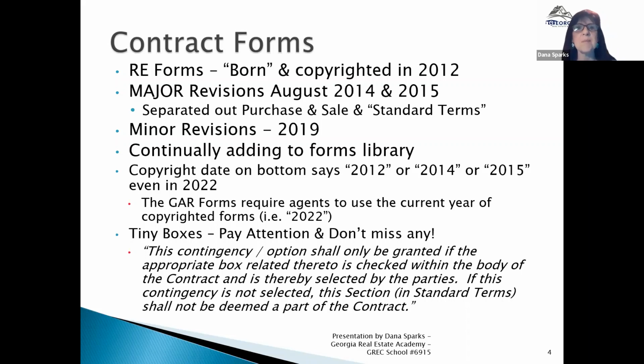In 2015, they made additional major revisions. Who can tell me what got enacted prior, but became active in October of 2015, that caused a major revision, not only in the RE forms contract package, but also in the GAR forms? Who's been practicing long enough and remembers what happened that affected the real estate industry nationwide in October 2015? You guys remember?